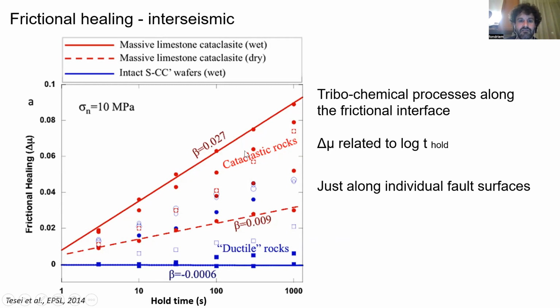Different fault rock materials have different behavior. You typically have a strong cataclastic material like carbonates that have a very high frictional healing. Instead, you have weak rocks, as we were saying before, all these fault cores made of clays or serpentinite and so on, that have very little or basically null frictional healing. When we are talking about frictional healing, these are just tribochemical processes probably happening really at the interface, at the atomic scale. They are responsible for an increase in strength of your fault that goes with the logarithm of time.